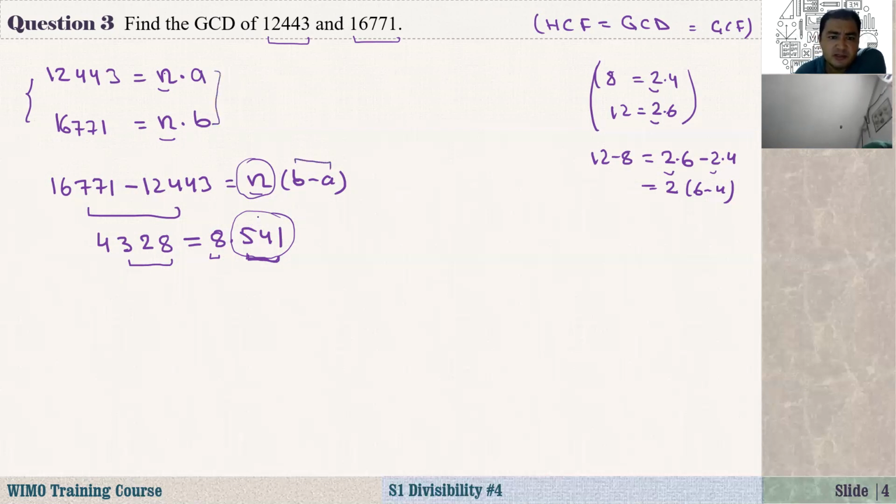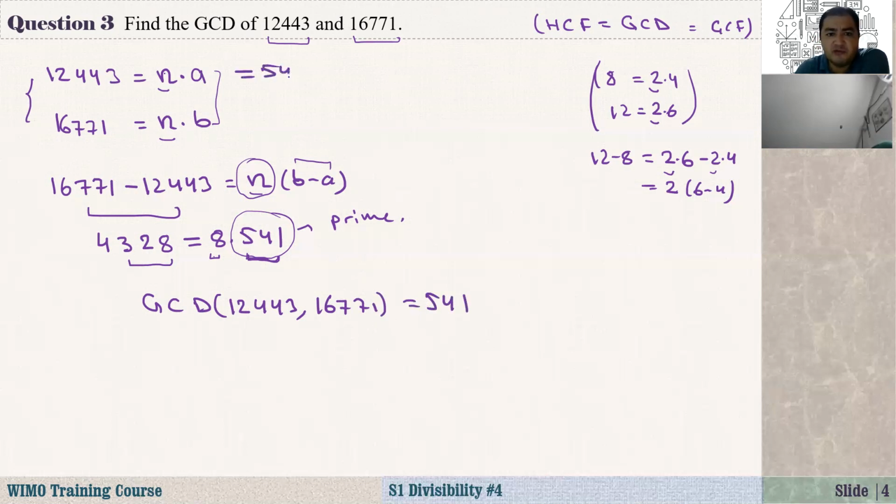They are small numbers. So n should be equal to either 8 or 541. But I'm looking for this 541. And now 541 is a prime number. So the GCD of these new numbers, 12,443 and 16,771, is, what is it? 541. So now if you just divide this by 541, you can get the answer here.